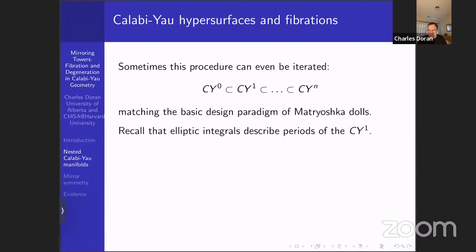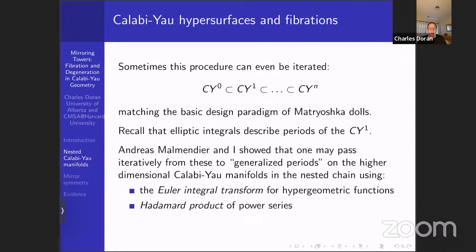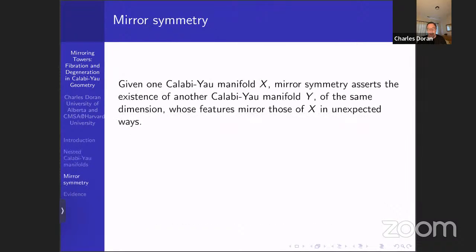Okay, now remember that elliptic integrals describe periods of a Calabi-Yau one-fold. And what Mohammed and I showed, as I mentioned last time, was that you can iteratively pass from these to generalized periods on the higher dimensional Calabi-Yau manifolds in such a nested chain using, and this is again tying it to the thrice punctured sphere picture that I mentioned last time, the Euler integral transform for hypergeometric functions, or equivalently the Hadamard product on the level of power series, suitably described, or the middle convolution on the level of the Picard-Fuchs differential equations. Okay, so all three of these give an equivalent description of what is going on.